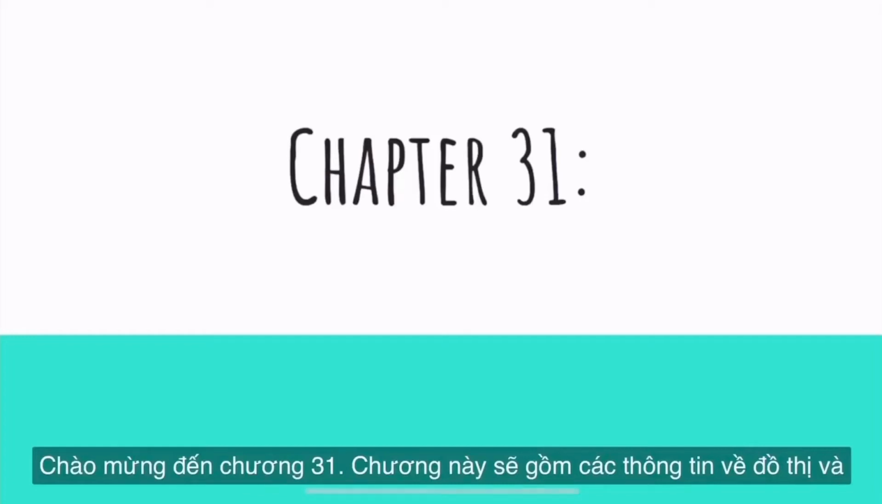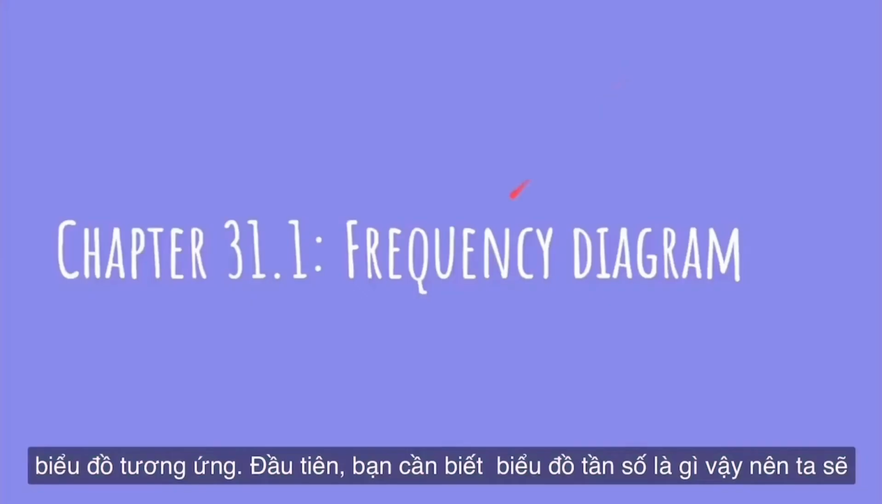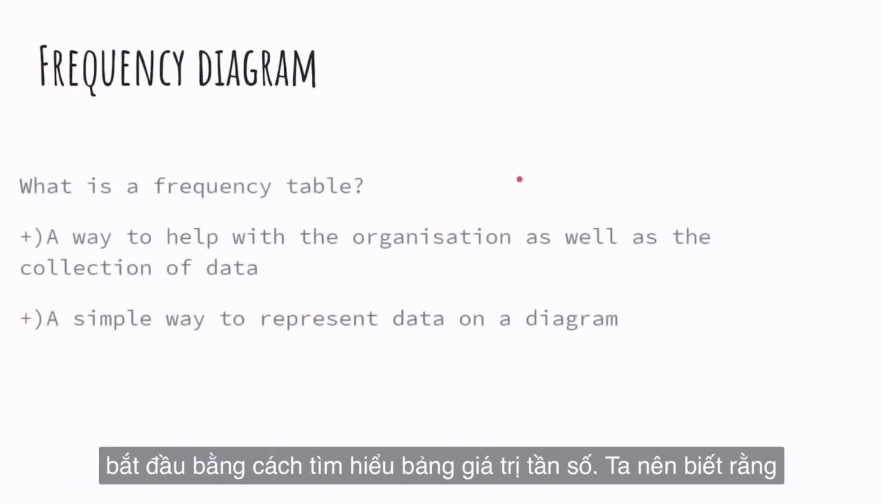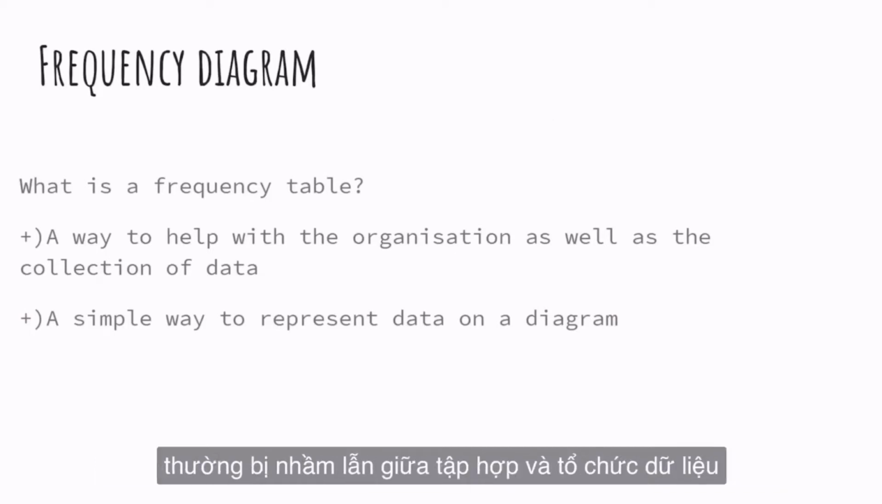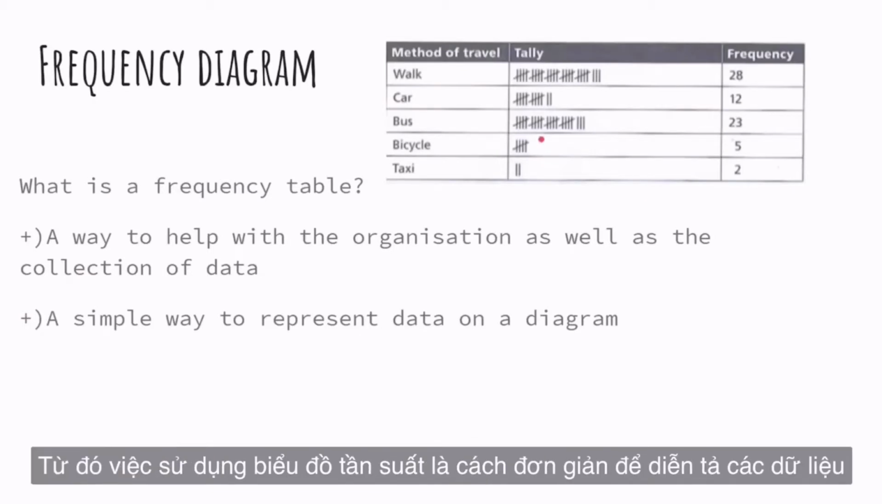Chapter 31. This chapter will contain information about graphs and related diagrams. First, we need to know what frequency diagrams are. So, let's start off by knowing what a frequency table is. We should know that statistics are usually concerned with the collection and organization of data. Therefore, using a frequency diagram is a simple way to represent that data.